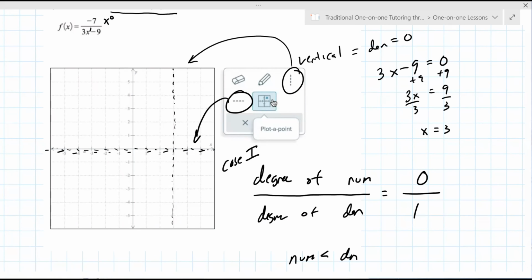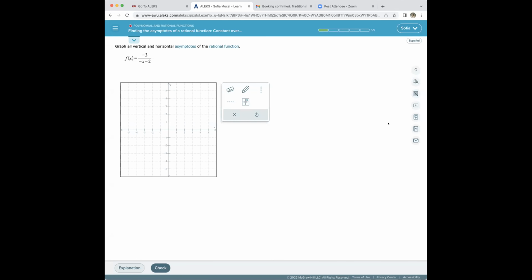The next one's different. I'll share screen. Let me talk you through this one. So let's do the horizontal one first. It's different from the last one in that it's different numbers, but the degree of the numerator: is there an x term in the numerator? No, so its degree is 0. In the denominator, its degree is 1. So since the degree of the numerator is less than the degree of the denominator, just like the last problem, y equals 0 is the horizontal asymptote.